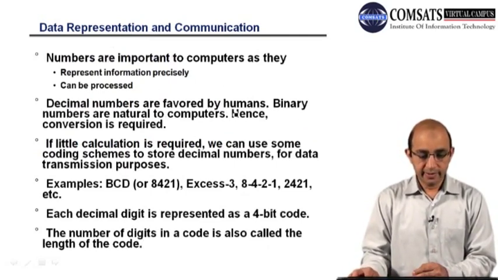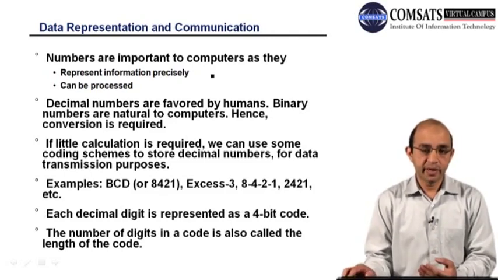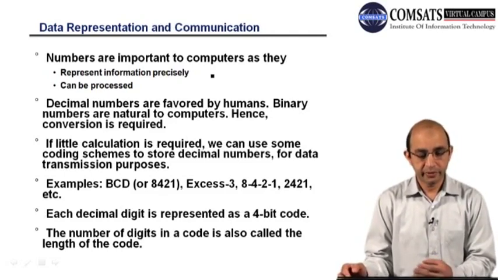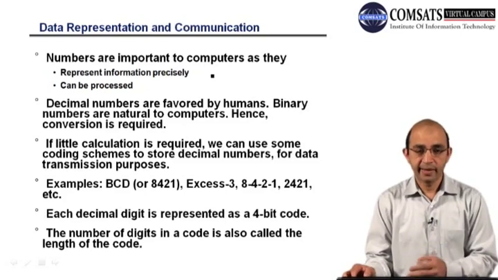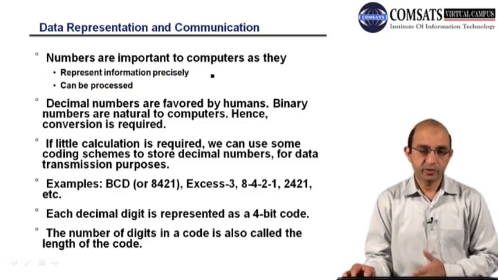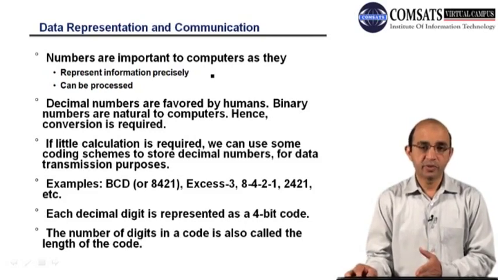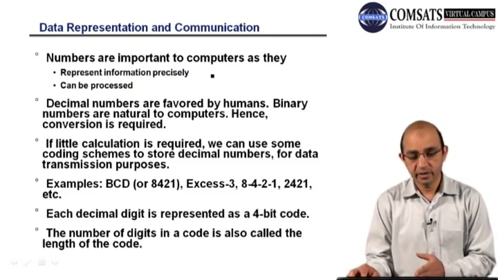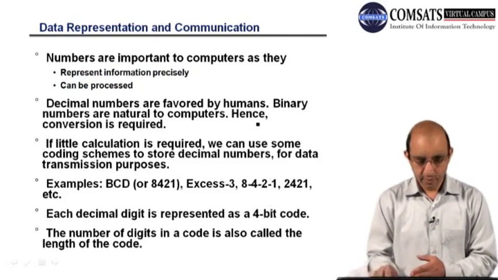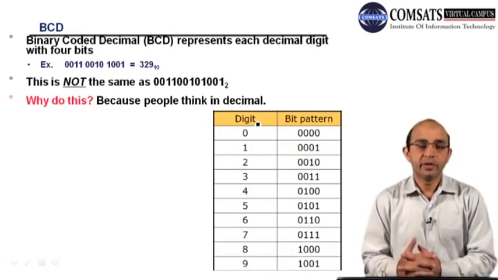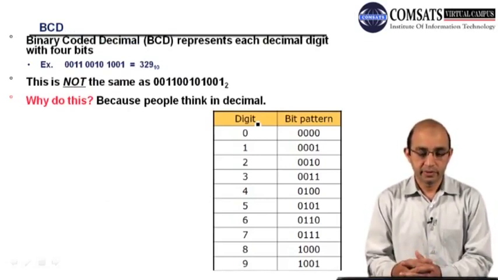As our computer system is based on binary numbers, numbers are important in computers because they represent the information in a precise way, and then that information has to be stored somewhere, and ultimately that binary data has to be processed in order to extract the useful information from that data, right? So let's start from the binary coded decimal, right?